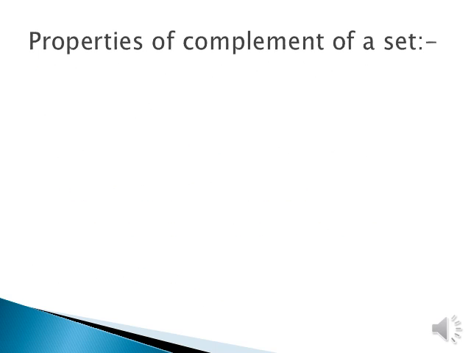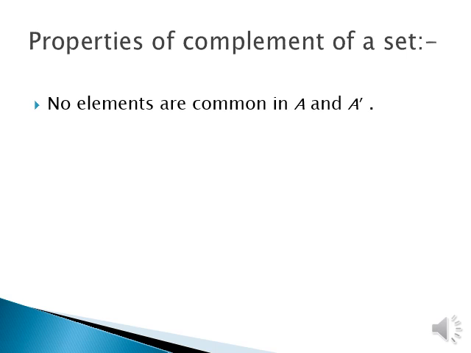Now we'll see some properties of the complement of a set. No elements are common in A and A complement. Exactly. Why? Because we are not considering the elements present in set A, therefore the elements will not be the same or common. A is a subset of U and A complement is also a subset of U. Yes, because the elements present in A and A complement are considered from the universal set itself. Therefore, they both are subsets of the universal set.